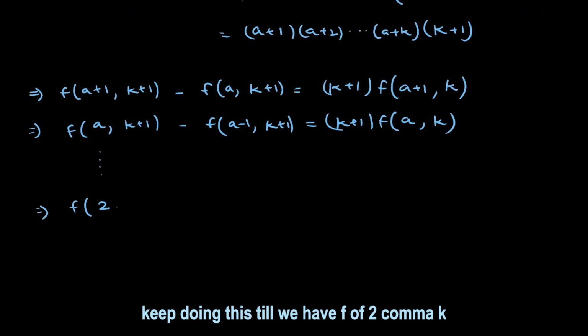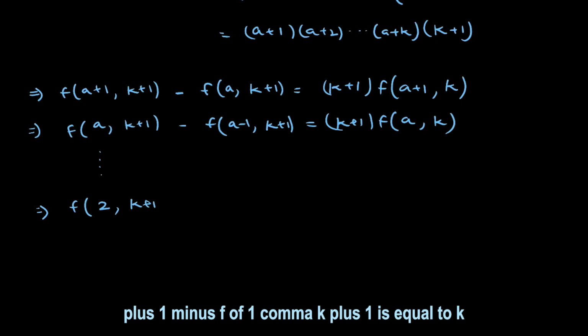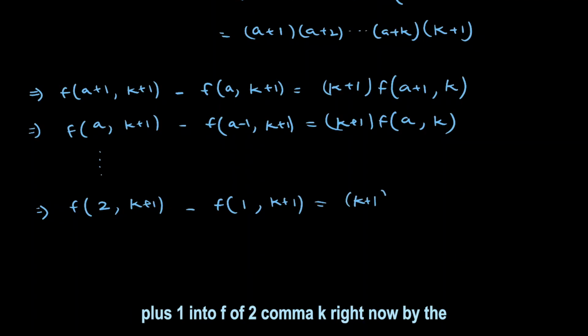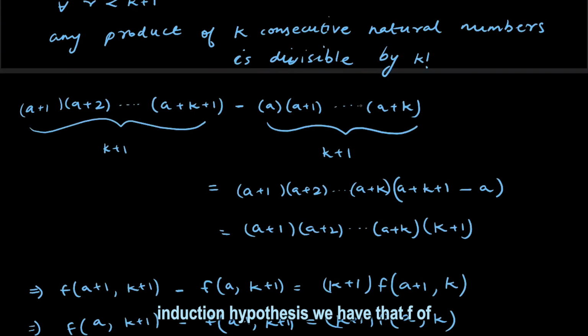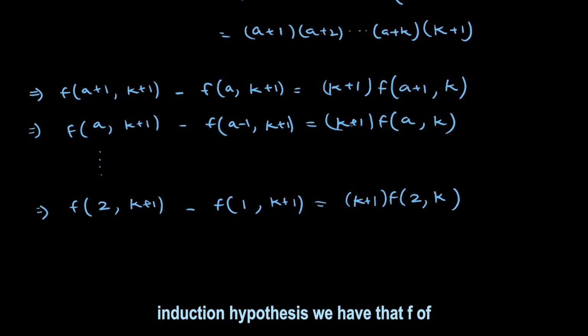f of 2 comma k plus 1 minus f of 1 comma k plus 1 is equal to k plus 1 into f of 2 comma k, right? Now, by the induction hypothesis, we have that f of anything, comma k is divisible by k factorial.